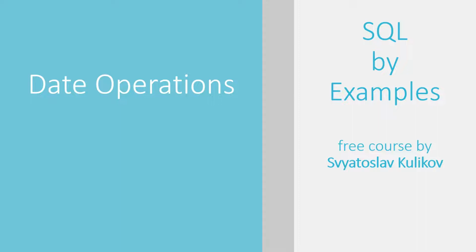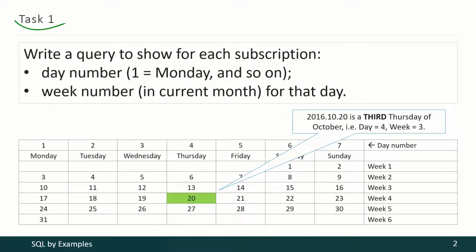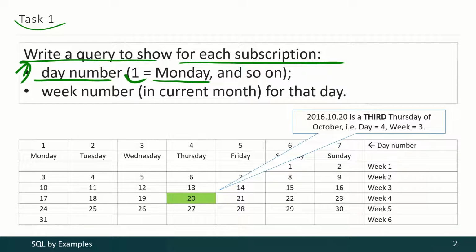In this video we shall talk about date operations. In the first task we have to write a query to show, for each date of each subscription, the next information. First we have to show the day number, where 1 is Monday, 2 is Tuesday and so on. And second we have to show the week number in the current month for that day.